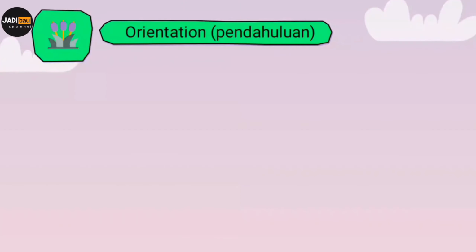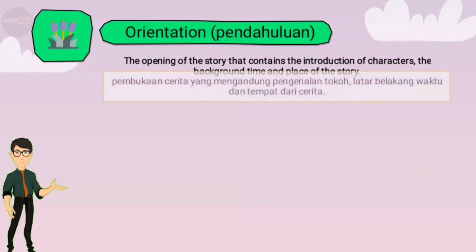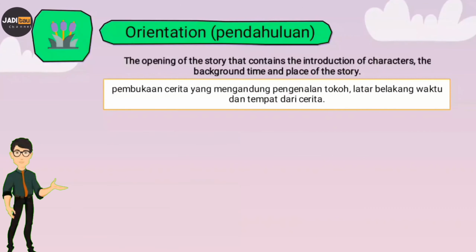And now let me explain about generic structure. The first is orientation. Yang pertama adalah pendahuluan. The orientation is the opening of the story that contains the introduction of the characters, the background time, place of the story. Pendahuluan atau pembukaan cerita yaitu yang mengandung pengenalan tokoh, latar belakang waktu, dan tempat dari cerita tersebut.